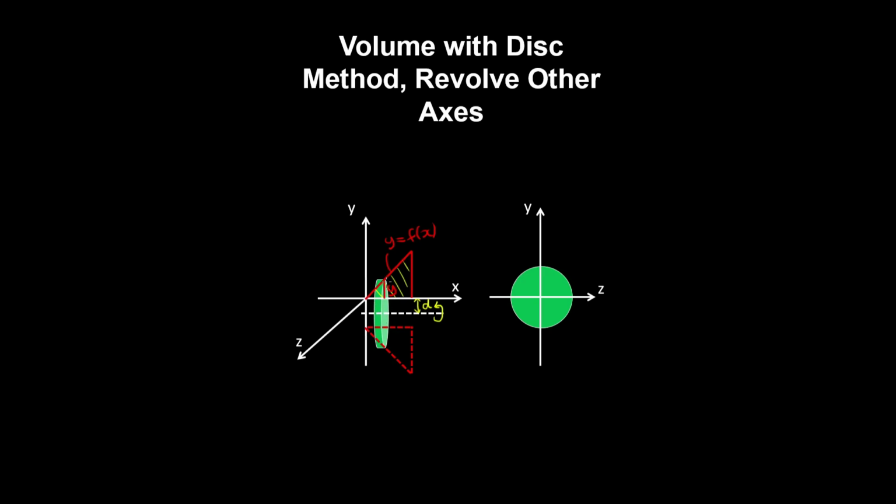So therefore, the radius of this disk is d plus y, and squaring that and multiplying by pi gives the area of the disk. And then assigning the disk a thickness dx will give the volume of the disk, and then we integrate from x equals a to b to give the volume of the solid.